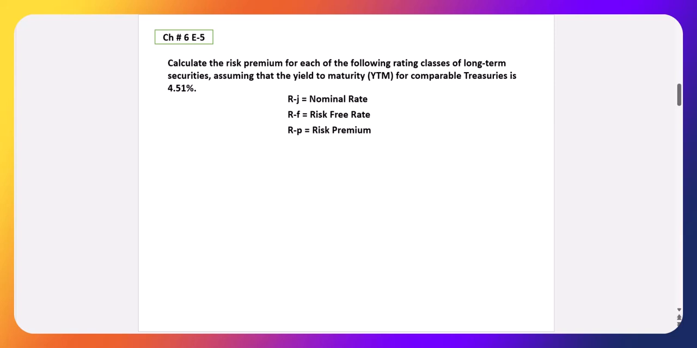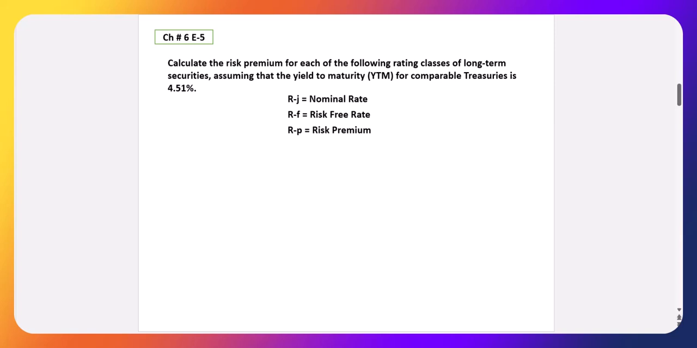Exercise 5. Calculate the risk premium for each of the following rating classes of long-term securities. Assume that the yield to maturity for comparable treasuries is 4.51%.